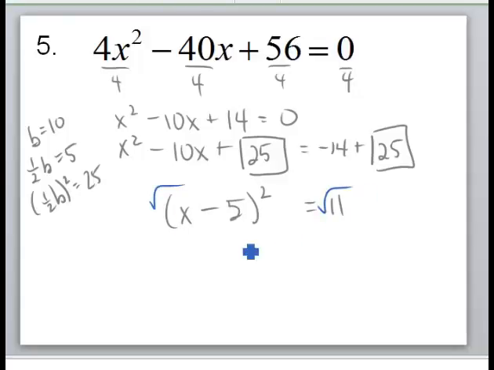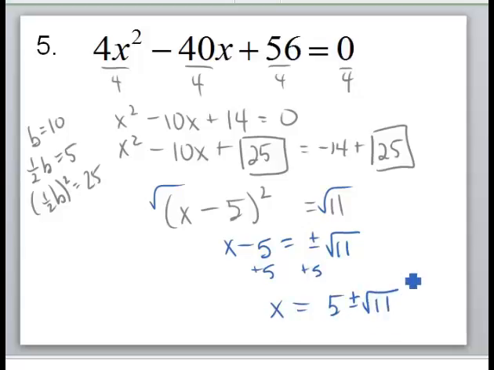Square root both sides. I get x minus 5 is equal to plus or minus the square root of 11. 11 is a prime number. It can't be broken down. So then my last step is to add 5 to both sides, and I get x is equal to 5 plus or minus the square root of 11.